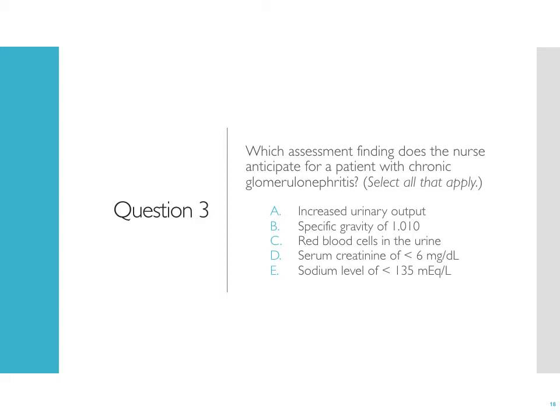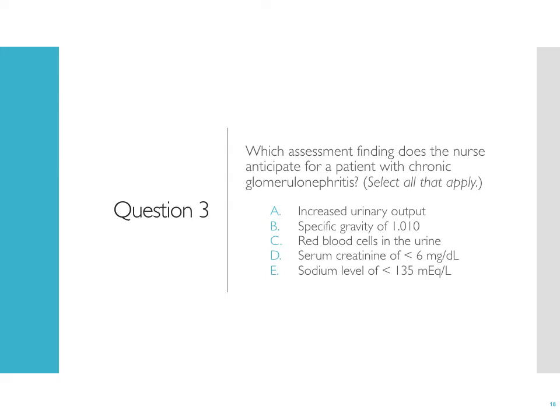Specific gravity of 1.010. So do they have low specific gravity? And yes, they do. So that would be one of your select all that apply. C, red blood cells in the urine. So do we expect to see red blood cells in the urine of somebody who has chronic glomerulonephritis? So we have inflammation of the glomeruli. And yes, that can result in red blood cells being in the urine. So that would be another correct answer.